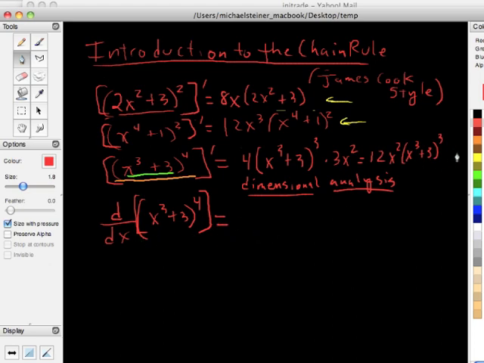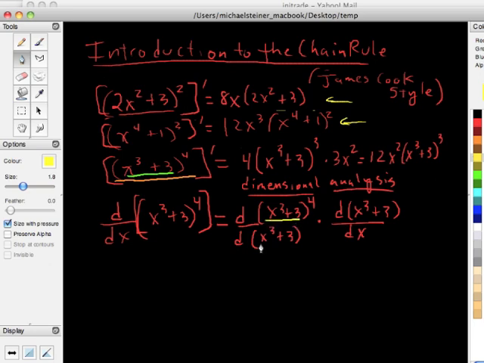If we look at this as the derivative with respect to x, it's the derivative of x to the third plus 3 to the fourth with respect to x to the third plus 3, times the derivative of x to the third plus 3 with respect to x. This is essentially what we're doing. This right here, x to the third plus 3, just think of this as a banana. This is the derivative of banana to the fourth with respect to banana.